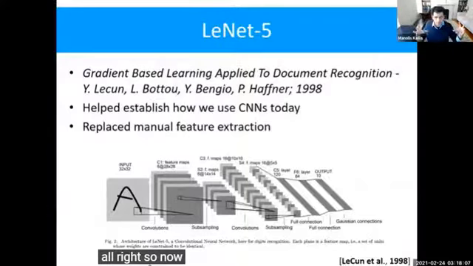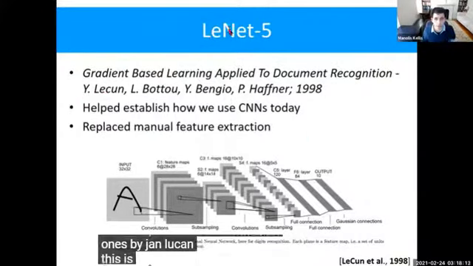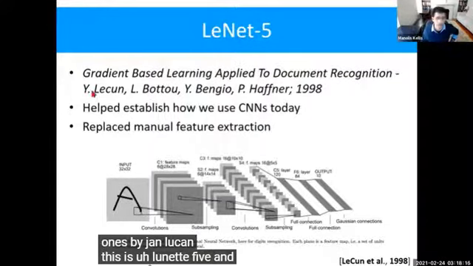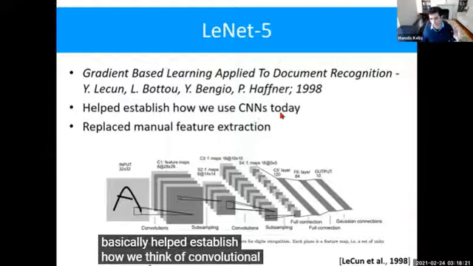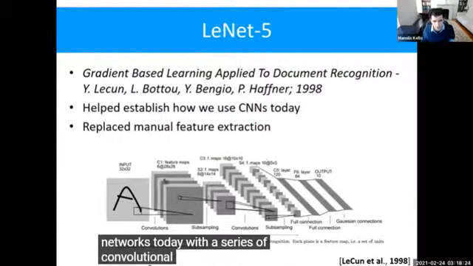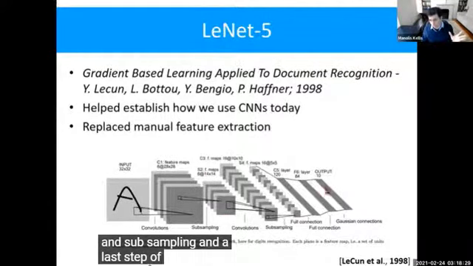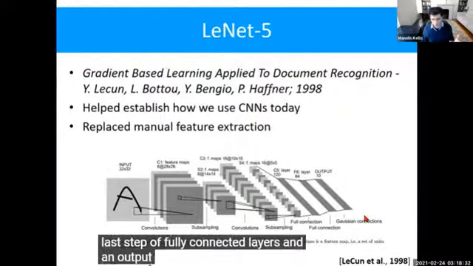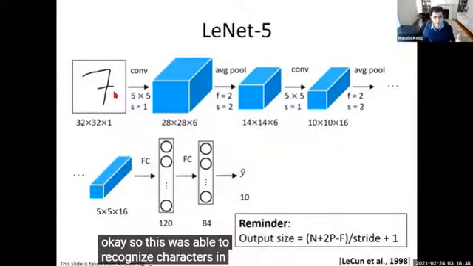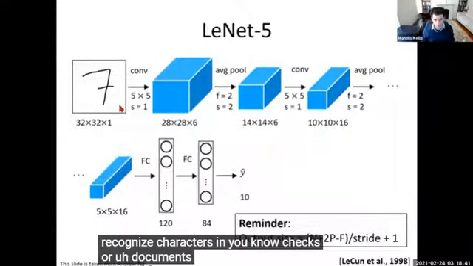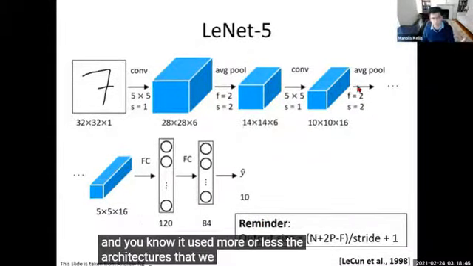All right, so now let's look at different architectures. For example, this is one of the first ones by Yann LeCun. This is LeNet 5, and it's for document recognition. And it basically helped establish how we think of convolutional neural networks today, with a series of convolutional filters and subsampling and a last step of fully connected layers and an output. Okay, so this was able to recognize characters in checks or documents that were handwritten, and it used more or less the architectures that we just talked about.